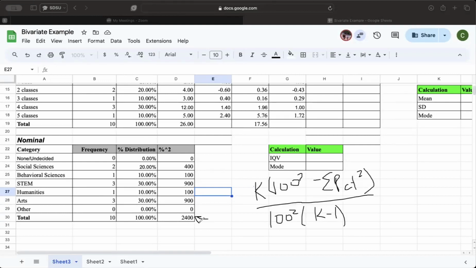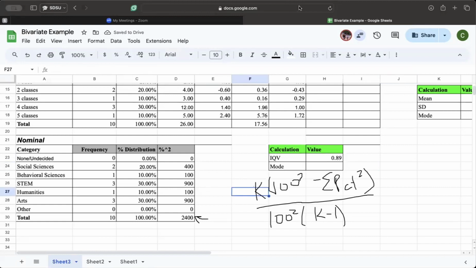And when I calculate this, this gives me an IQV of 0.887. So we'll say 0.89. Okay, so that gives me an IQV of 0.89.